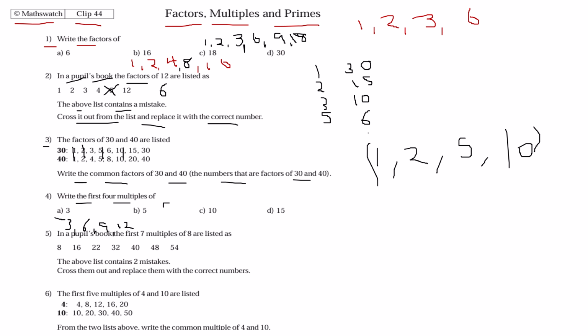For 5, we're going to have 5, 10, 15, 20. Again, we get these numbers by doing 5 times 1, 5 times 2, 5 times 3, 5 times 4. For part C, it's going to be 10, 20, 30, 40. And then for part D, it's going to be 15, 30, 45, and 60. Again, we get that by doing 15 times 1, 15 times 2, 15 times 3, 15 times 4.